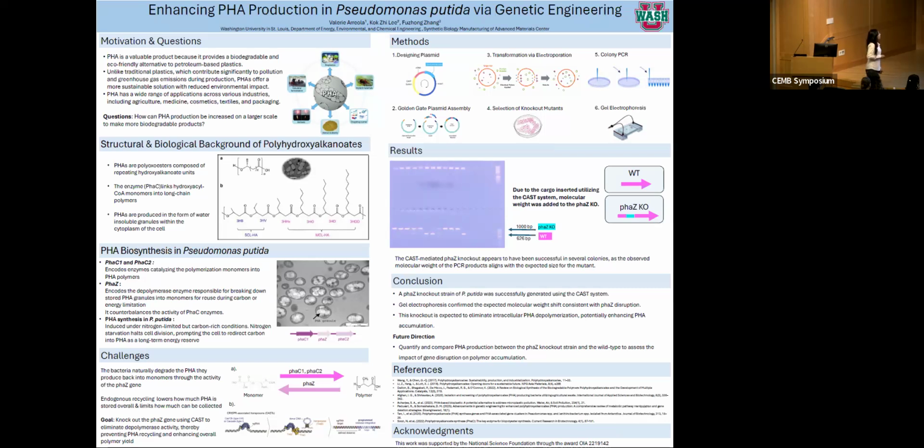So this knockout is expected to eliminate the depolymerization activity in this system. So with that, we hope to increase the PHA yield, and it will be used for industrial purposes, so it will generate more PHA.